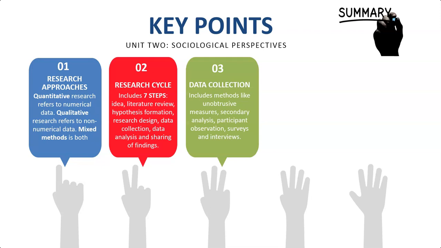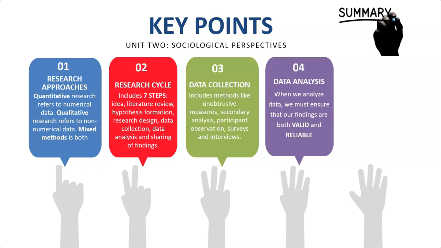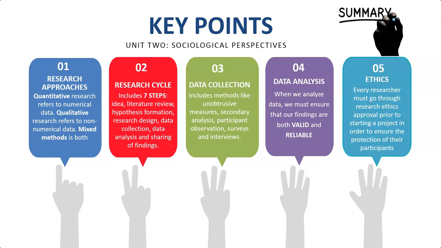Data collection includes methods like unobtrusive measures, secondary analysis, participant observation, surveys, and interviews. Data analysis must ensure that our findings are both valid and reliable. Every researcher must go through research ethics approval prior to starting a project with human subjects, and this is to ensure the protection of their participants.